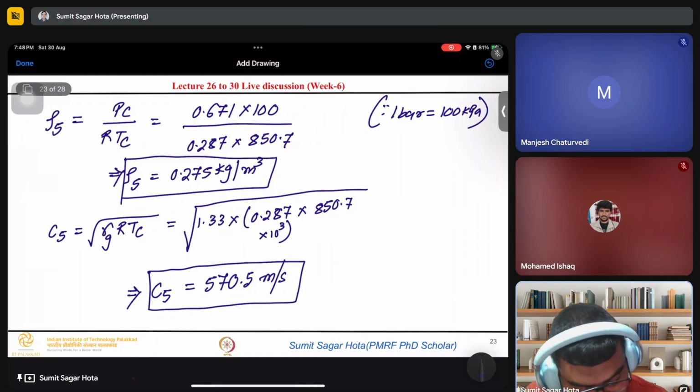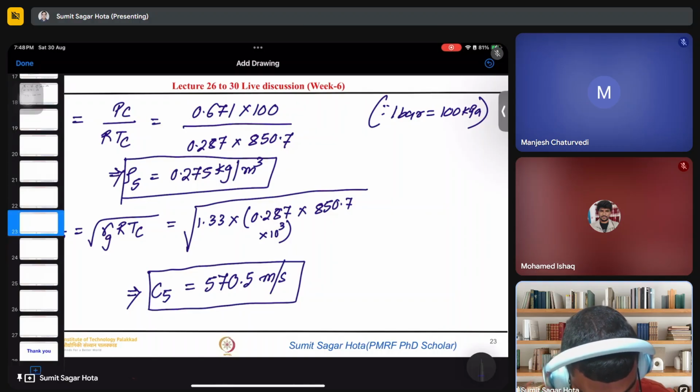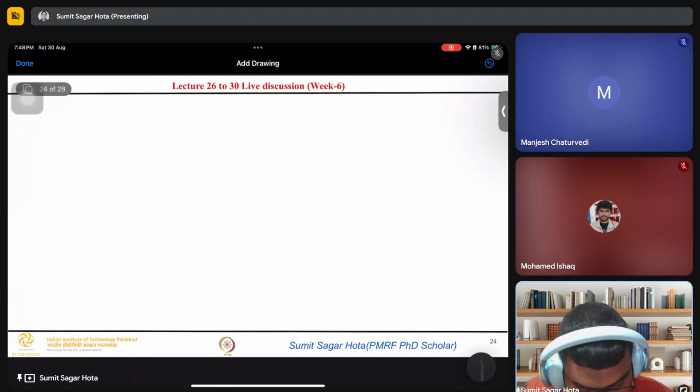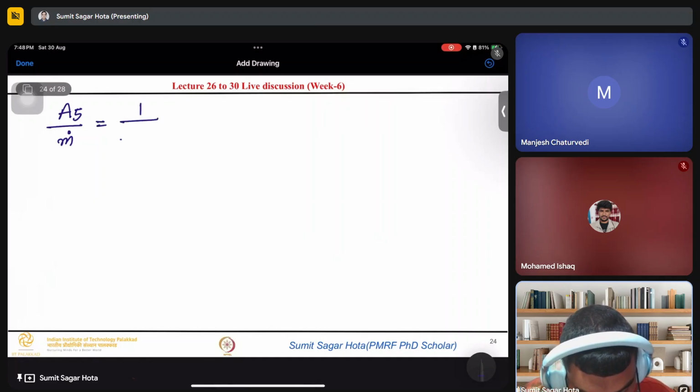Okay, so all these things you will get to know why I am finding. Your cross sectional area A5 divided by mass flow rate m dot is equal to what? 1 by rho 5 into C5. Okay, this is the formula.